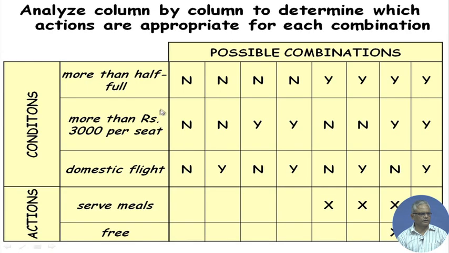So, if all are no, that it is not a domestic flight, not more than 3,000, we do not serve free meals. As long as it is not more than 3,000, we do not serve free meal. If it is more than 3,000, but it is a domestic flight, we do not serve free meal, and if it is not more than half full and it is a domestic flight, obviously we do not serve free meal. We do not serve meals.